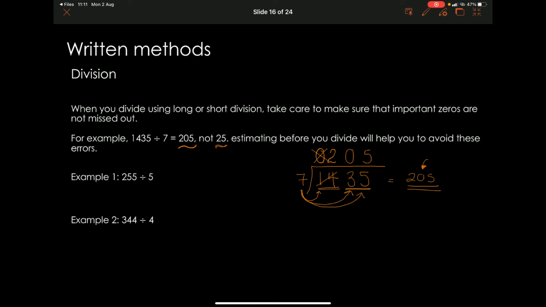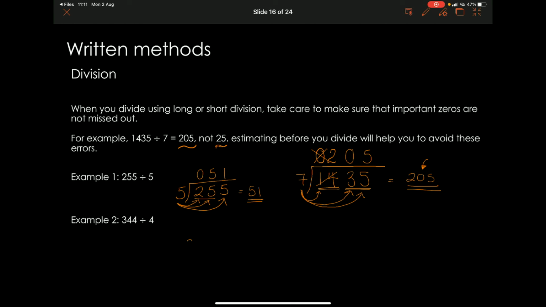Okay, these 2 weren't too bad. So if we wrote them out, 255 divided by 5. I can't put 5 into 2, so I can put my 0 there if I want to. But I can put 5 into 25. How many 5s go into 25? 5 times 5 is 25. And then how many 5s go into 5? And that's 1. So my answer should actually just be 51.